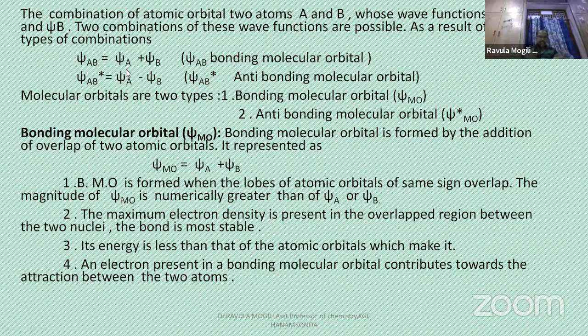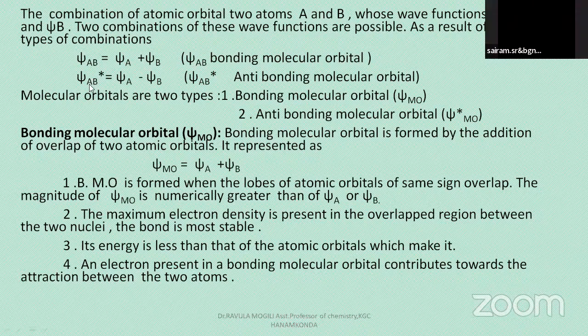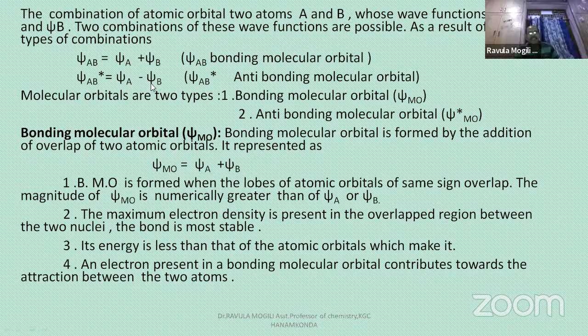the combination of these wave functions is possible in two types of combinations. If the atomic orbitals have the same sign, psi A and psi B, plus and plus, they intermix and overlap. What is that, sir? Bonding molecular orbital. If it is psi A minus psi B, they form the anti-bonding molecular orbital. So molecular orbitals are of two types: one is the bonding molecular orbital, psi MO, and the other is the anti-bonding molecular orbital.